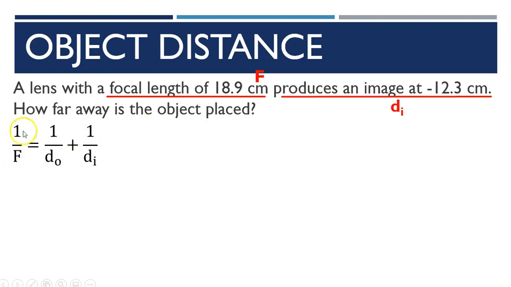So we're going to start with our same equation. 1 over F equals 1 over DO plus 1 over DI. I want to get DO by itself. So in order to do that, I need to move my 1 over DI to the other side of my equal sign.